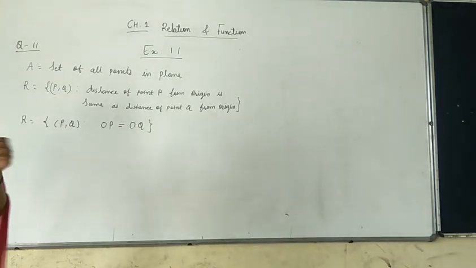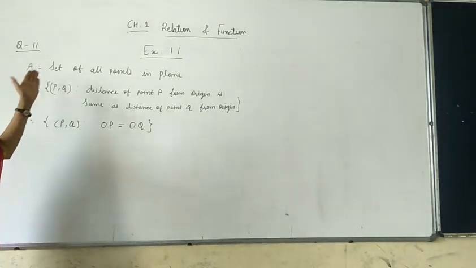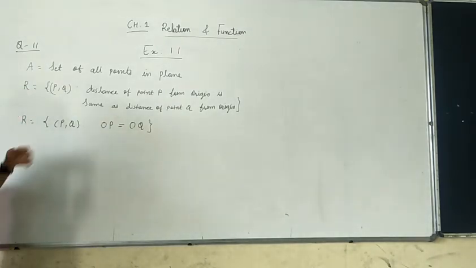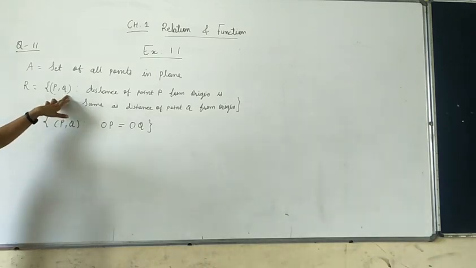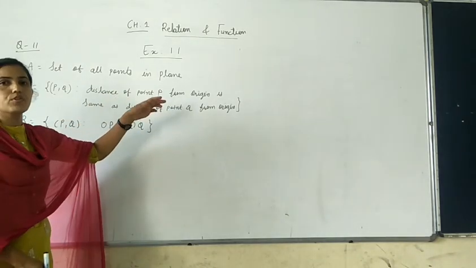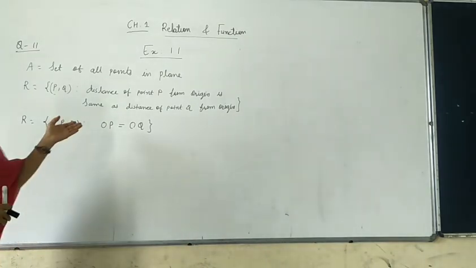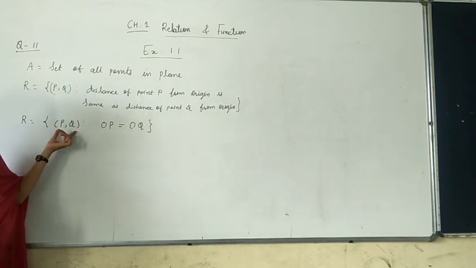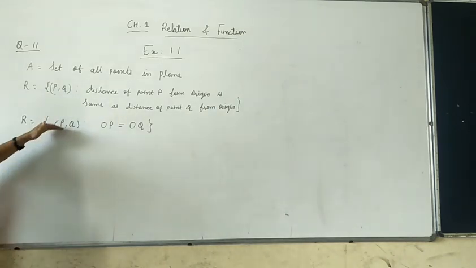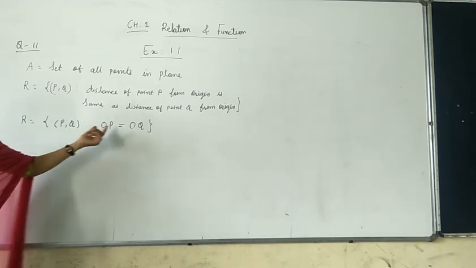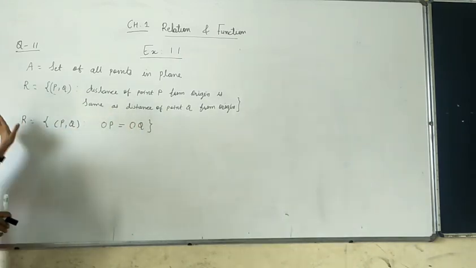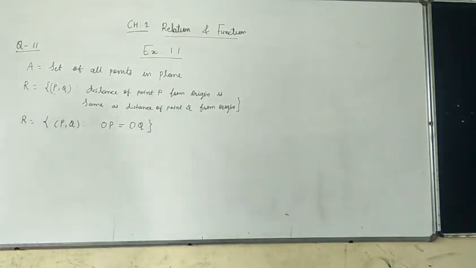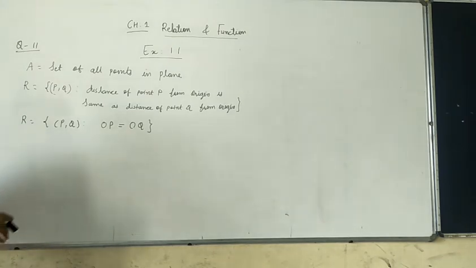Now question number 11. A is equal to the set of all the points in a plane, and R is equal to the pair of the points P, Q, where the distance of the point P from the origin is the same as the distance of the point Q from the origin. Now R is equal to all those points P, Q, that is, in simplified form, all the points P, Q where OP is equal to OQ. This is what I have written in the simplification form, and R is this. Now the question is, show that R is an equivalence relation.